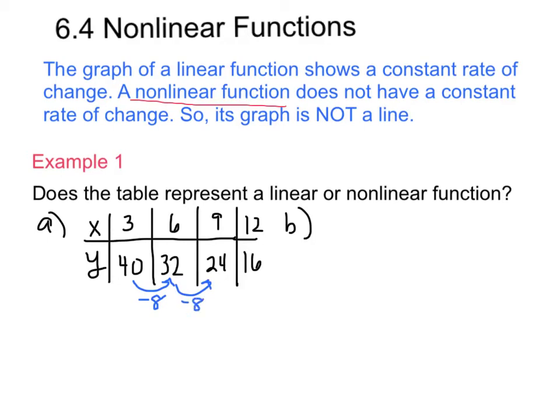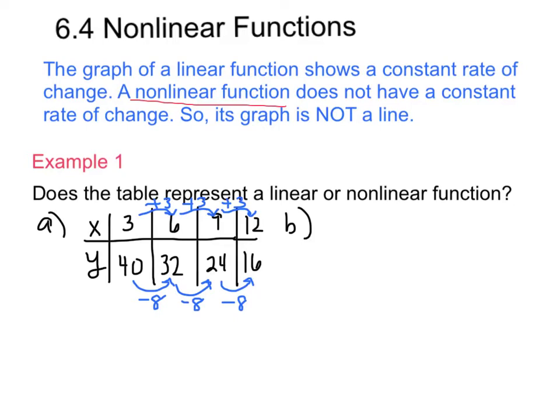32 minus 8, 24 minus 8. So each time our change in y is constant. It subtracts 8 each time. What happens to our x values? Well, they add 3 every time. So our slope is negative 8/3. It's a constant rate of change.